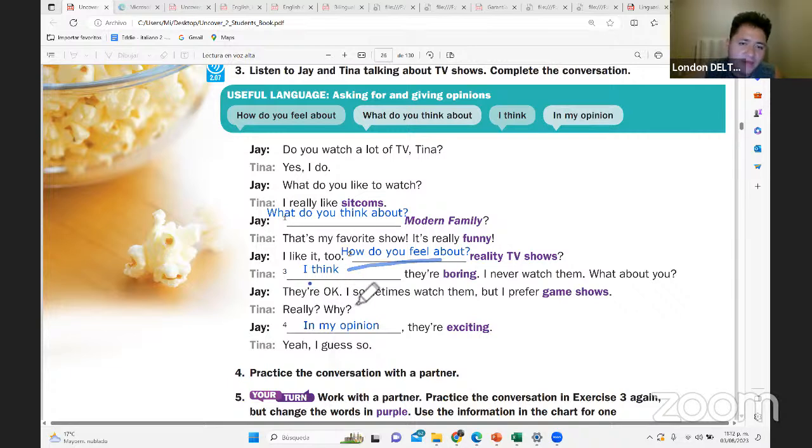I think. You can say in English, I think or I reckon. I reckon es como yo opino. I reckon. I think, I reckon. In my opinion. Pues sí, es en mi opinión, también se puede decir to my mind. Son formas de decir en mi opinión. To my mind or in my opinion.